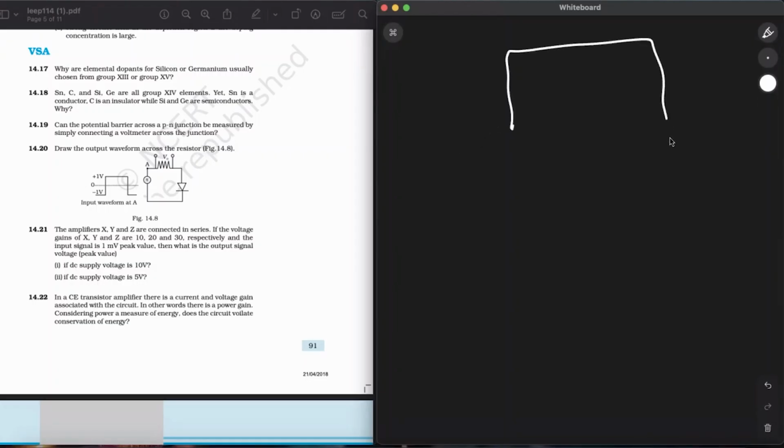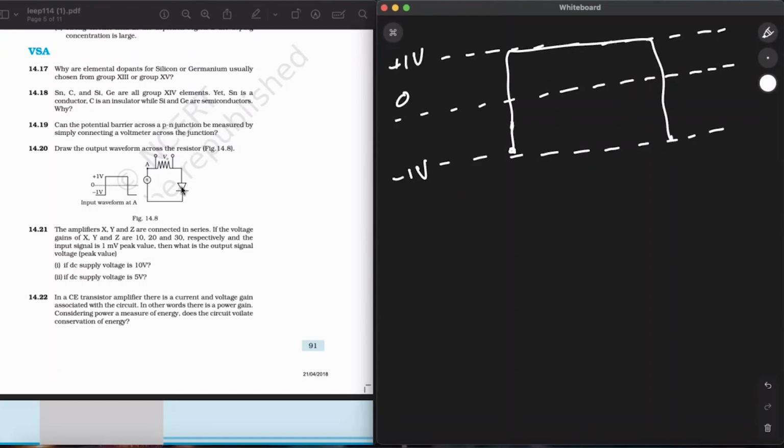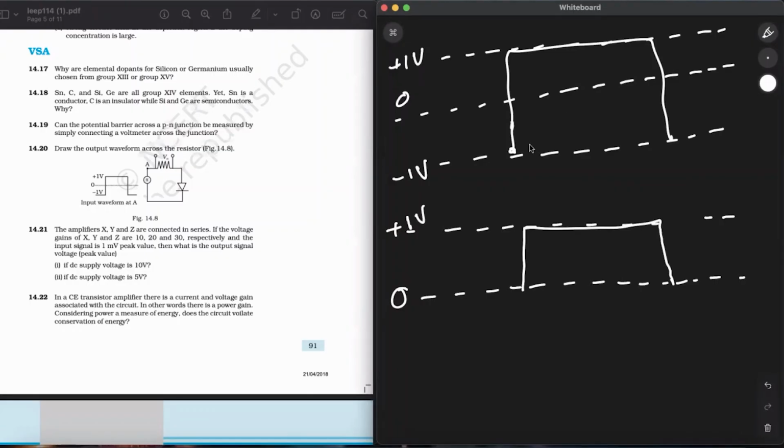See, this is the full wave. Okay, this is the minus 1 volt, this is the 0 point, and this is the line for 1 volt. Now it will act as a half wave rectifier, so it will cancel all the negative voltages. So this will be my 0, this will be my plus 1, and the lower part is gone. This part is no more. Okay, so this will be the correct waveform.